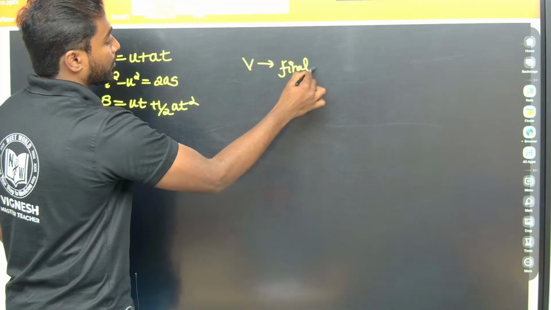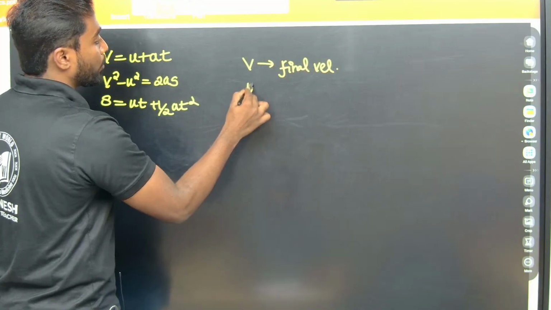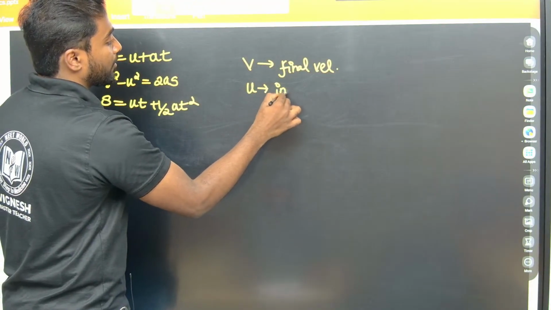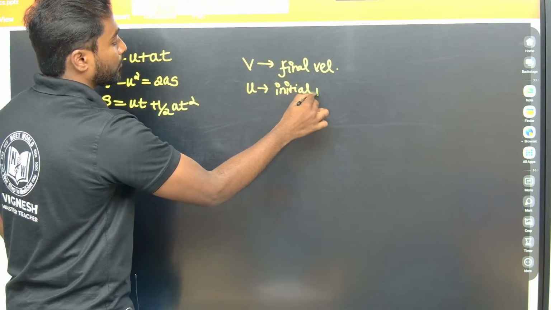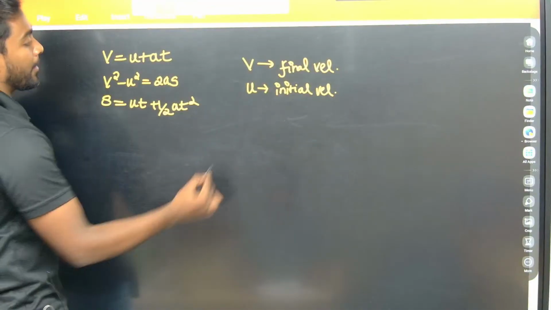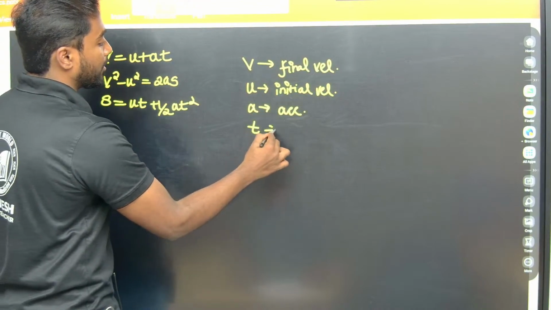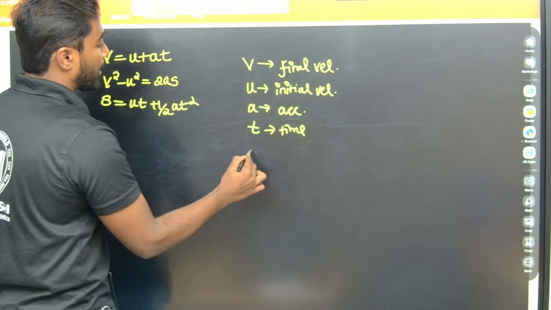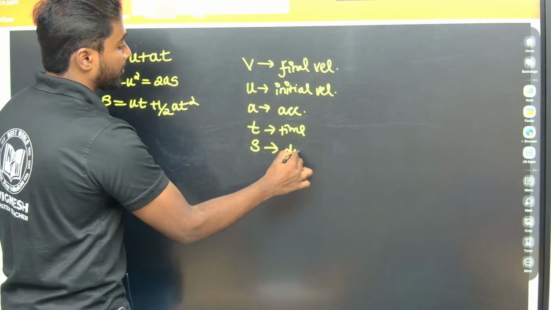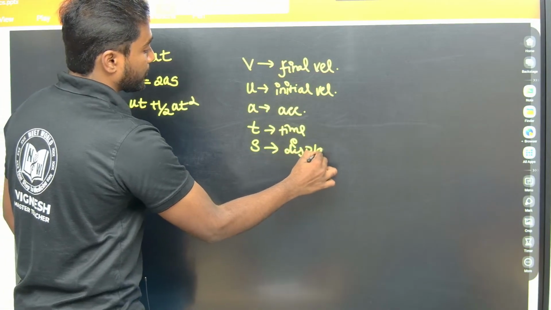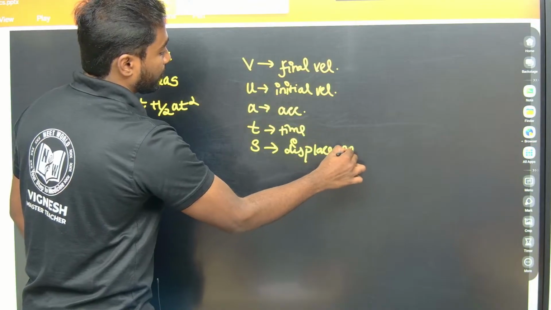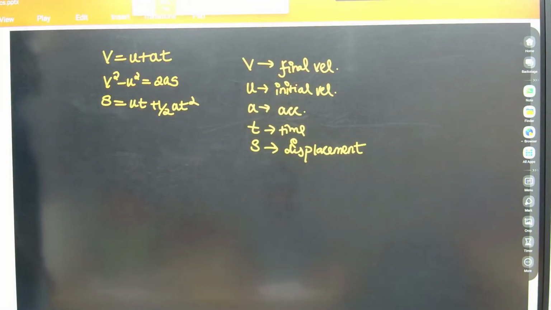where v is the final velocity, u is the initial velocity, okay, and a is the acceleration, t is the time, and s is the displacement. Okay, you can take a note of this.